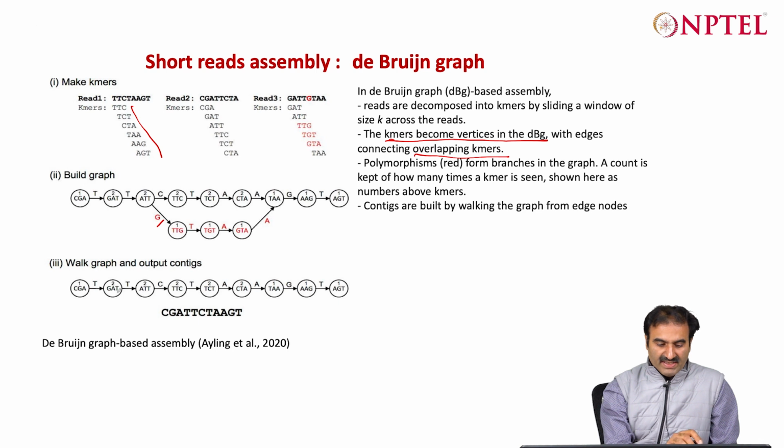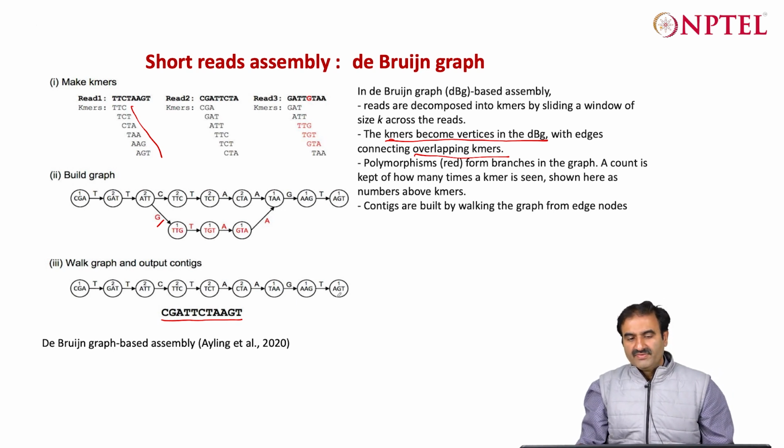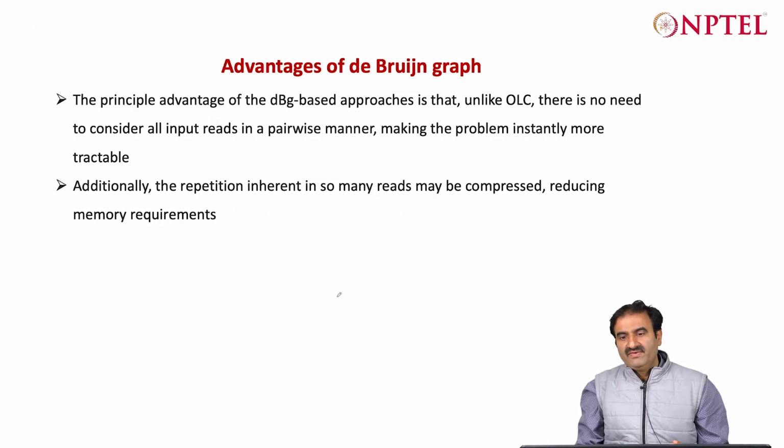So CGA, GAT, AT, ATA, ATT, like that. If you connect these together, you will get the sequence CGA, then GA was also common here, T, CGA-T, CGA-TT, and like that you can connect the kmers together. So this is the De-Bruijn graph that is used for short read assembly.